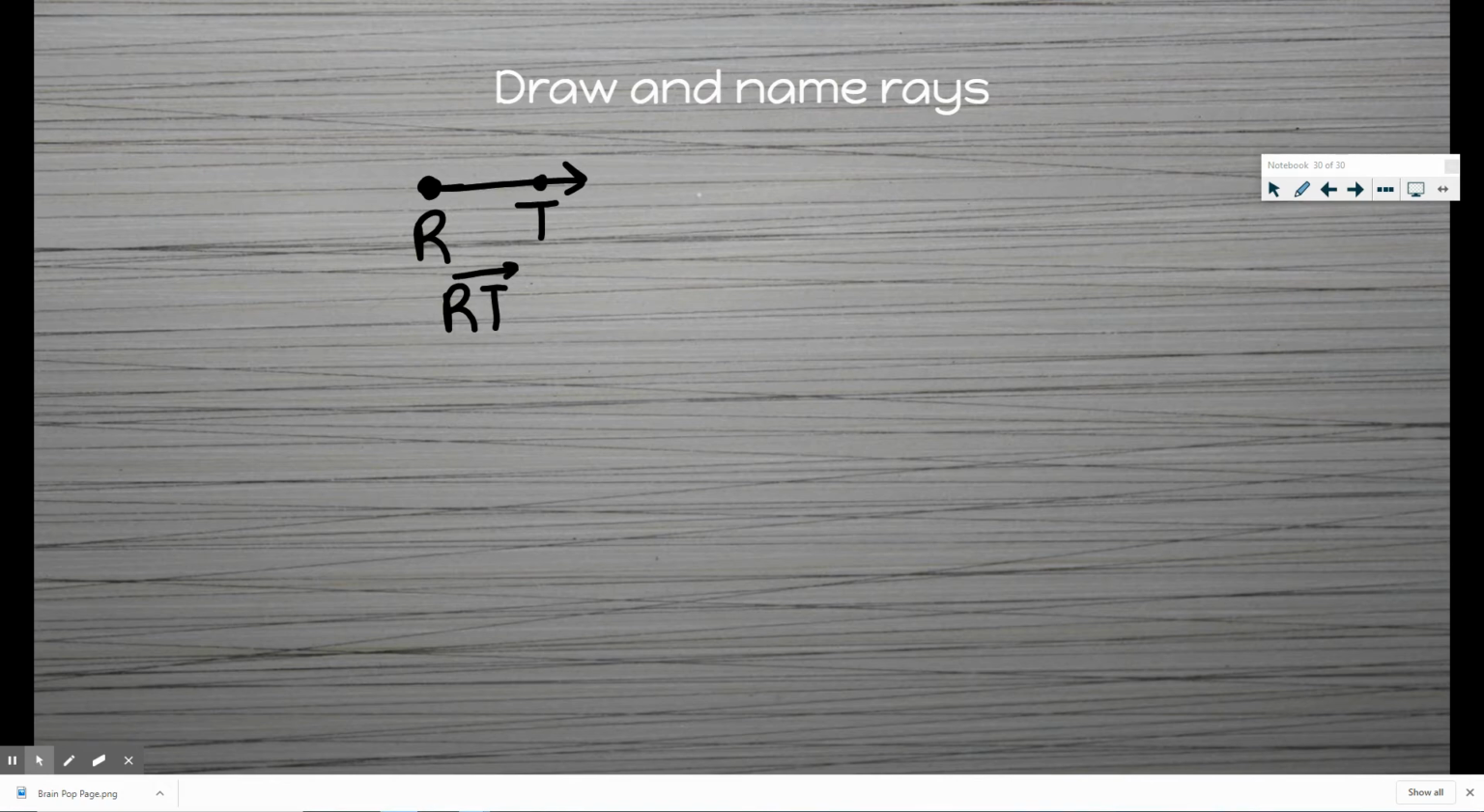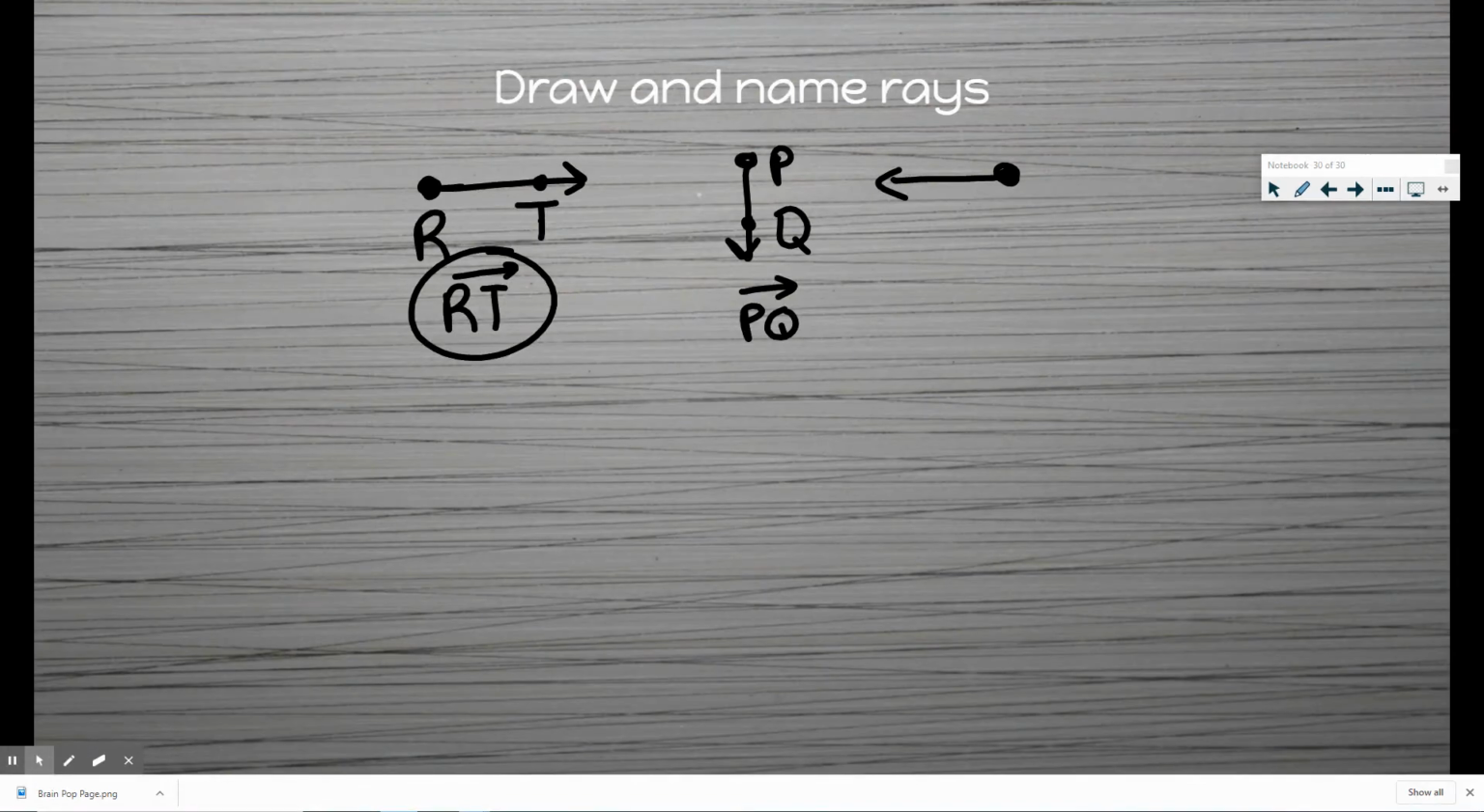I can't call this one ray TR because T is not the endpoint. This is the only way that I can write this ray. Same thing here. I would call this one ray PQ because P is the endpoint. If I wanted to go backwards like this, I could. Normally we think about reading from left to right.